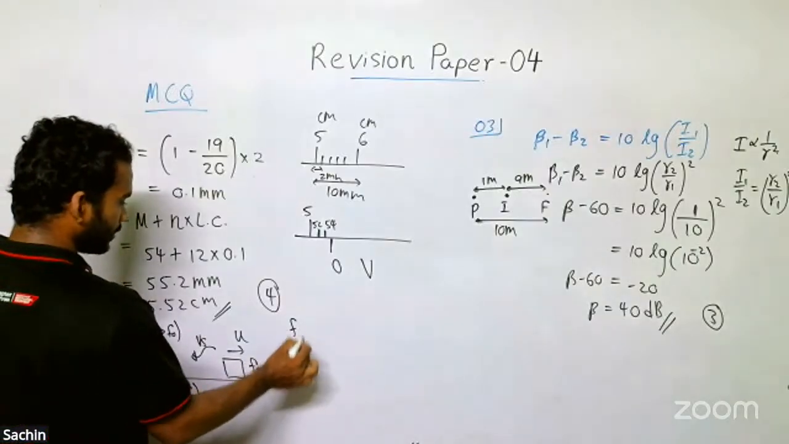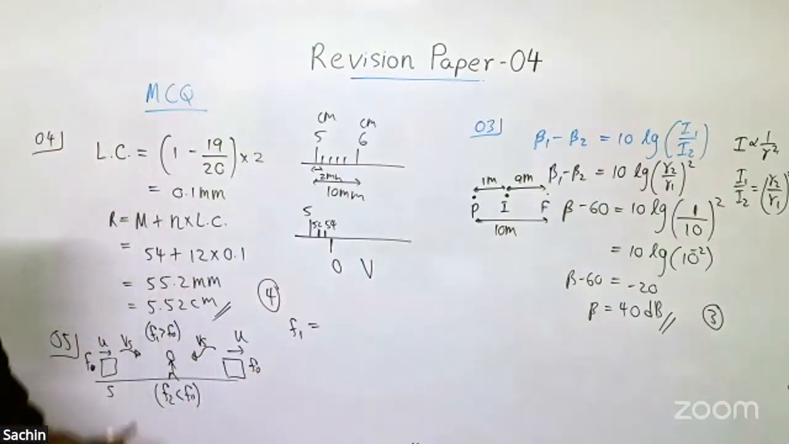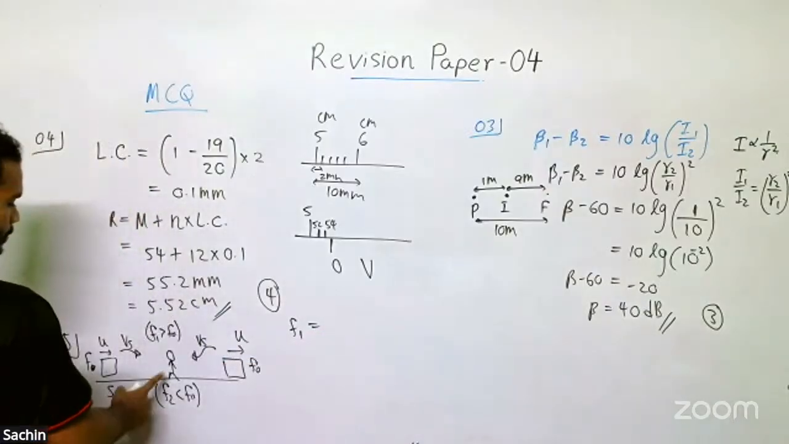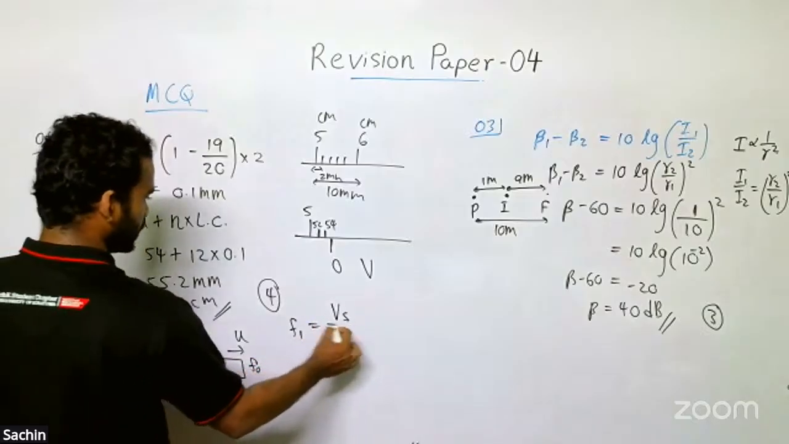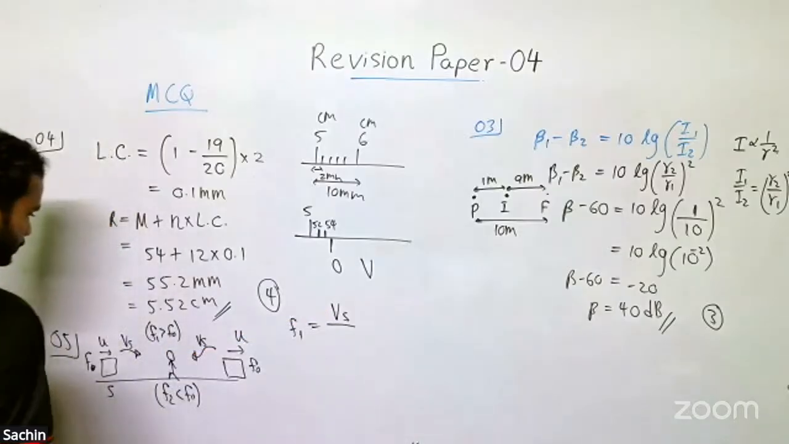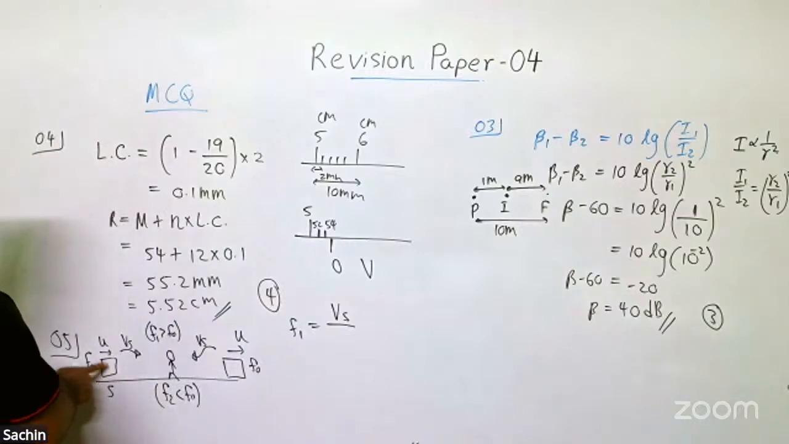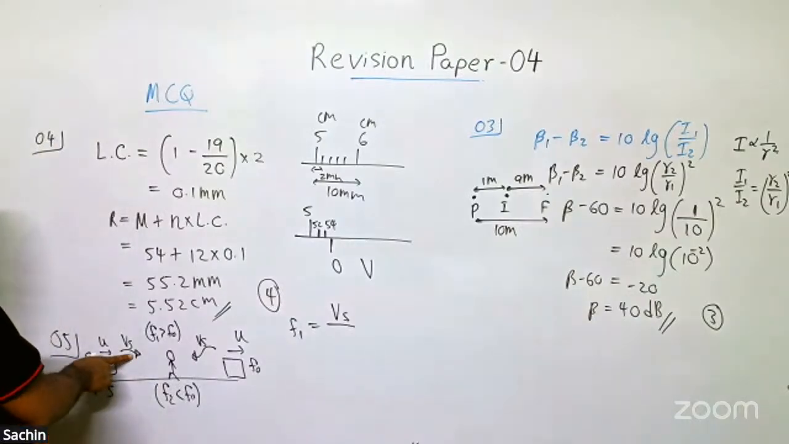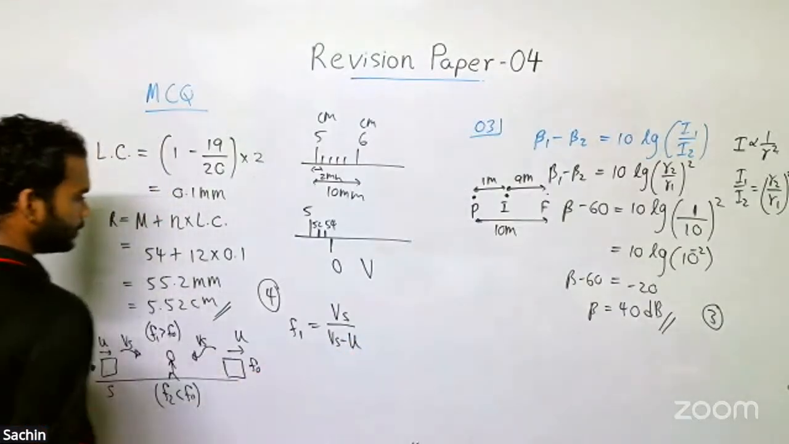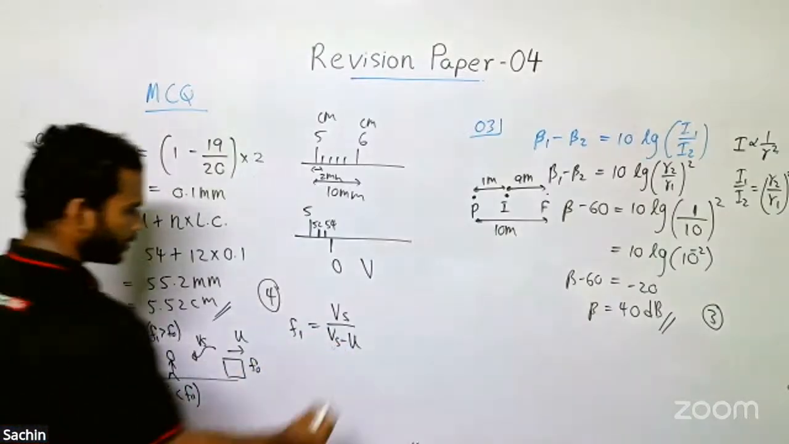So let's calculate them. F1. When the train approaches, f1 should be equal to the velocity of sound relative to the observer, the observer does not move, that means Vs, divided by the velocity of sound relative to the source. The source is moving in the same direction as the wave propagation, so the relative velocity should be less than the actual sound velocity, Vs minus U, because they are moving in the same direction. Hence f2.